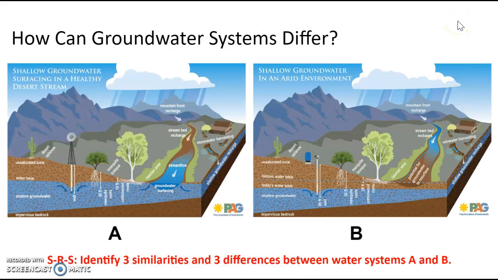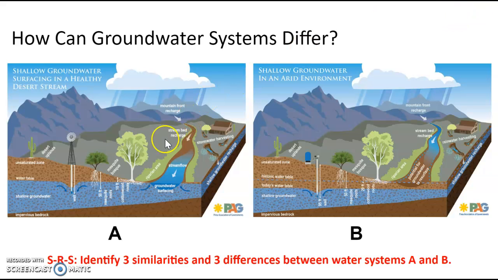So groundwater systems can be really different. So on the left we have a shallow groundwater system in a healthy desert stream, and on the right we have a shallow groundwater in an arid environment, somewhere like a really, really dry desert. So take a minute in your notes, identify 3 similarities and 3 differences between these 2 systems.